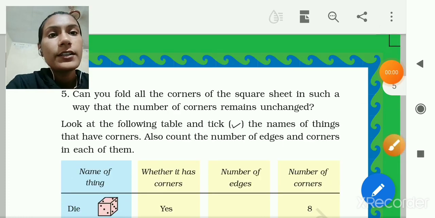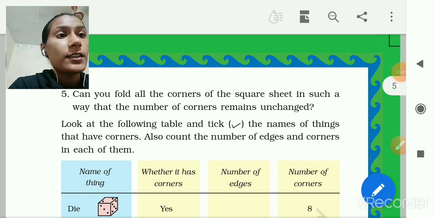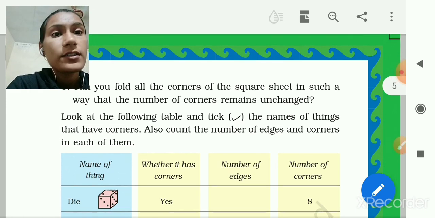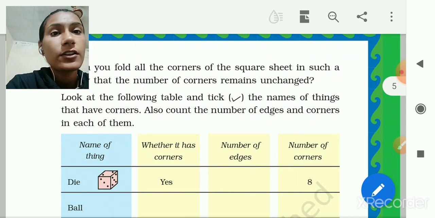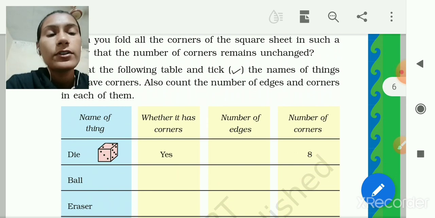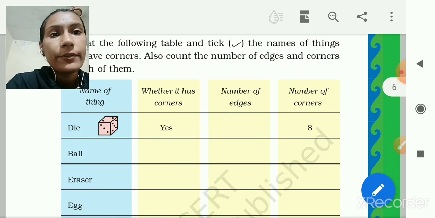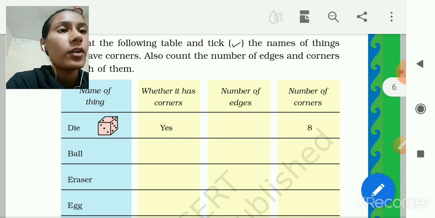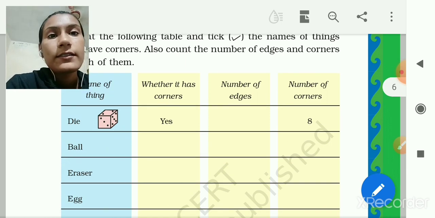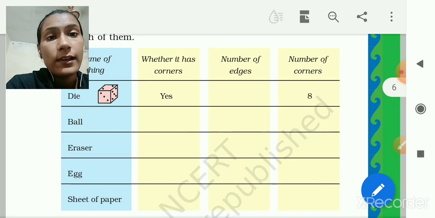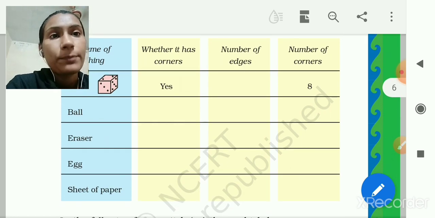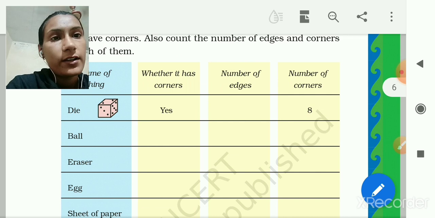Next, look at the following table and tick the names of things that have corners. Also count the number of edges and corners in each of them. Here you can see this table: name of thing, whether it has corners, yes or no, then the number of edges and the number of corners. First one is die, then ball, eraser, egg and sheet of paper. If it has corners, write yes. If it has no corners, write no.